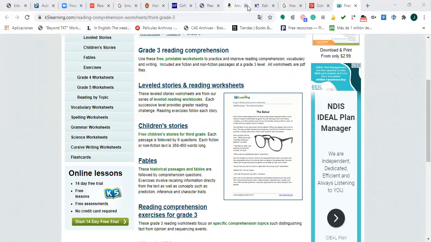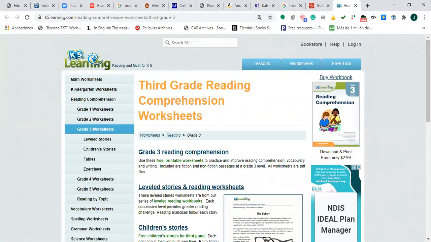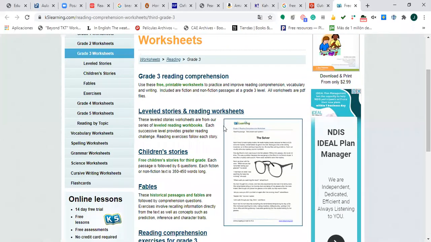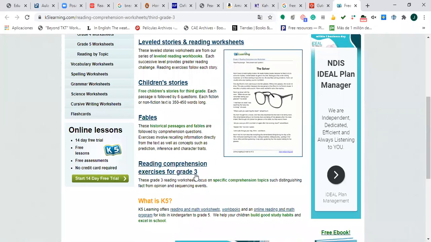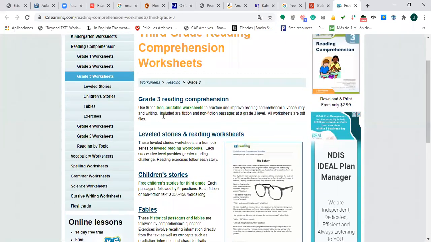If you notice, I have a lot of things here. One of them is this page. You can obtain here a lot of material, worksheets, third grade reading comprehension worksheets. So you have a lot of reading articles here, level stories, reading worksheets, children's stories, fables, reading comprehension exercises for grade 3. Remember, these are free printable worksheets to practice and improve reading comprehension.